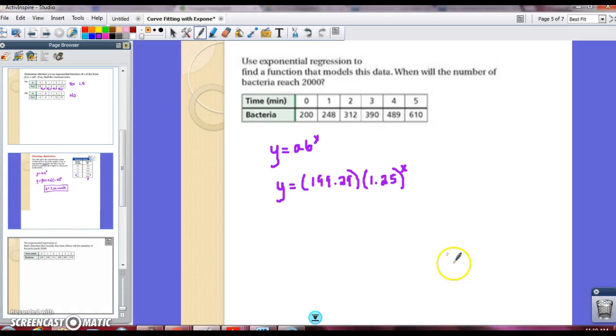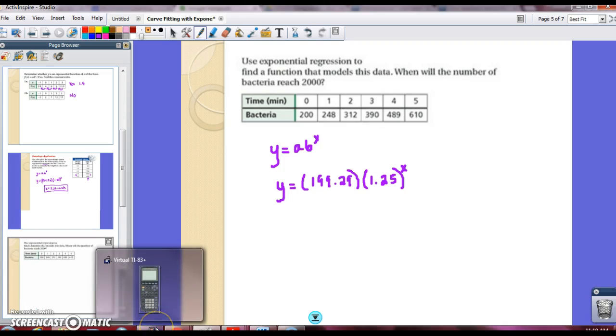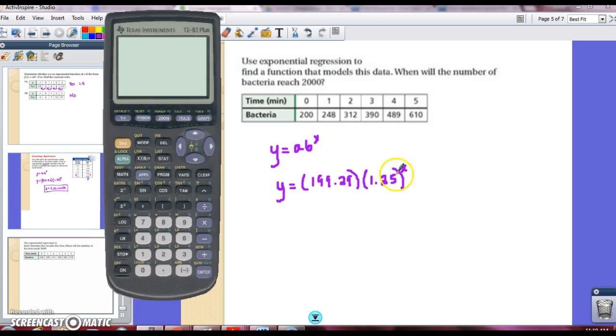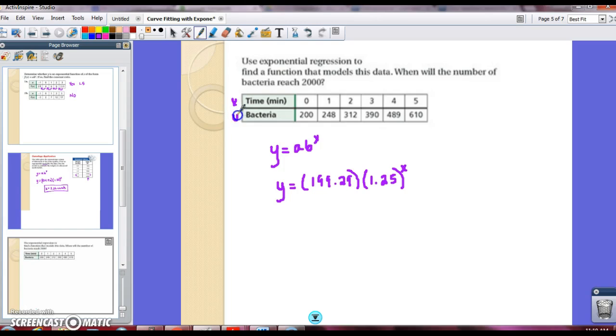Okay everyone, in the last video we left off with this problem and we figured out what the exponential model was for this particular data, but now we have to answer the second part of the question. When will the number of bacteria reach 2,000? Remember that the bacteria number is our y value, right? These are our x values, these are our y values. So we're trying to find what x is when y is 2,000, right? What is this value here when y is 2,000?